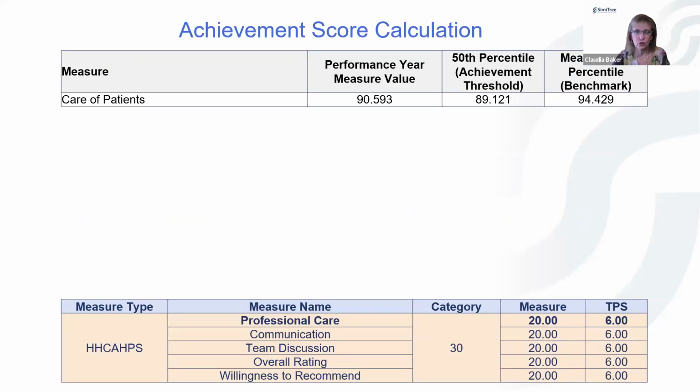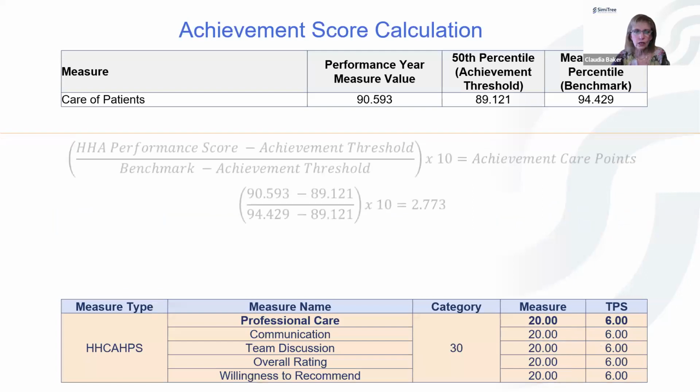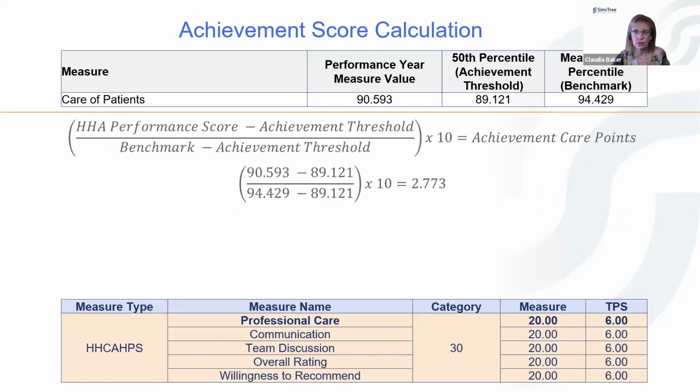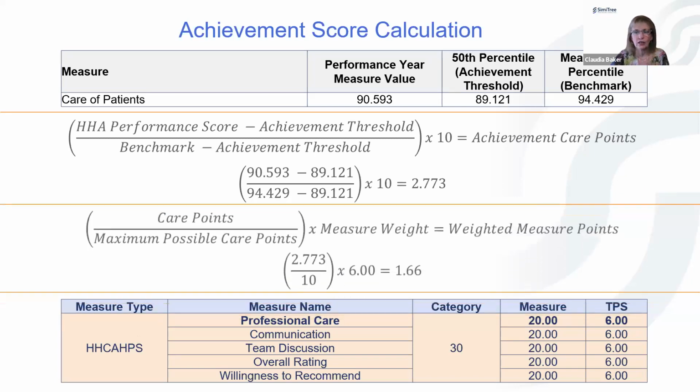Okay, your care points. I'm sorry, hang on just a second for me. Your care points are, next. There we go. The care points are actually the higher of the achievement points or the improvement points for each measure that's reported in the interim performance report and that annual performance report that you will get.